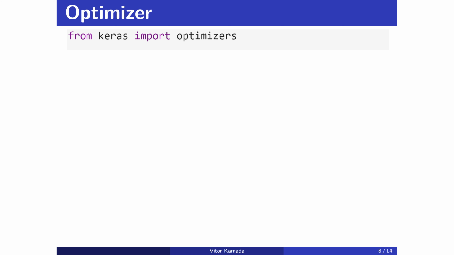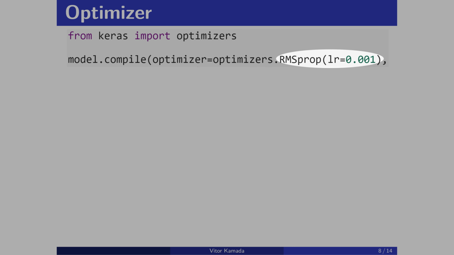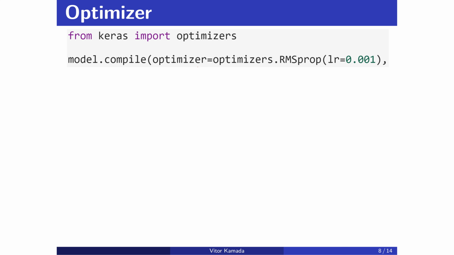Given that the network is ready, now we have to optimize it. From Keras, we import optimizers. To compile the network, we choose the optimizer root mean square propagation with learning rate 0.001. This is a more robust and updated version of stochastic gradient descent.